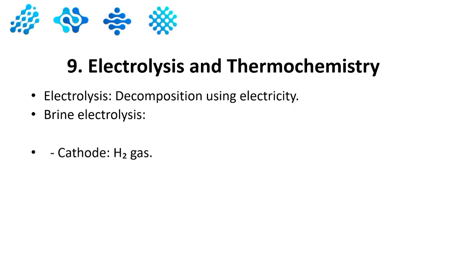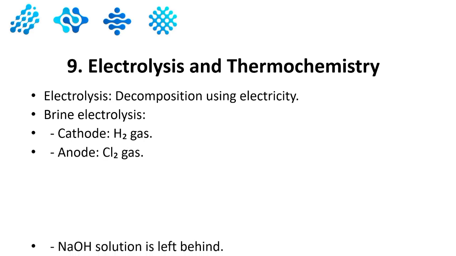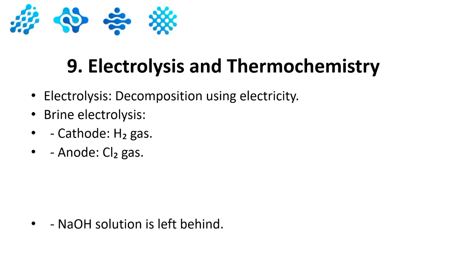at the cathode, hydrogen gas is liberated. At the anode, chlorine gas is liberated. As the reaction goes on, the electrolyte solution will change to sodium hydroxide, which is alkaline in nature. It will turn litmus blue.